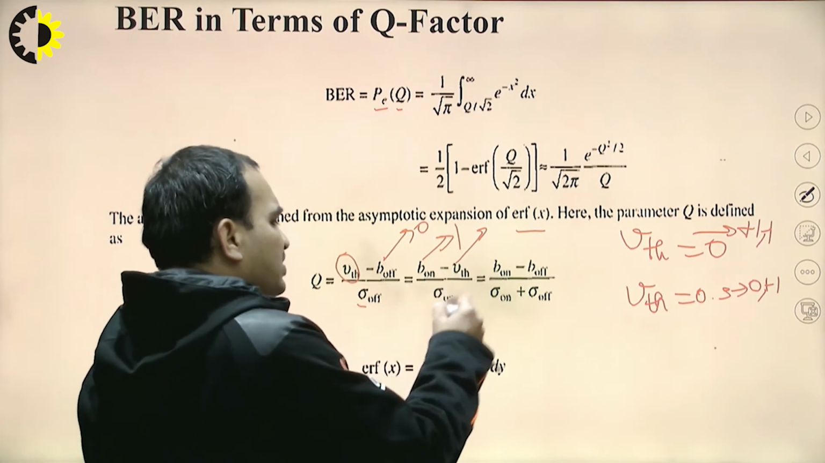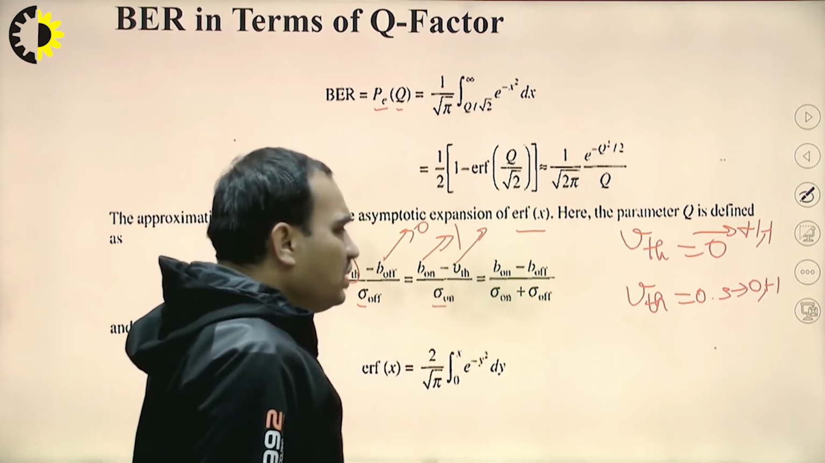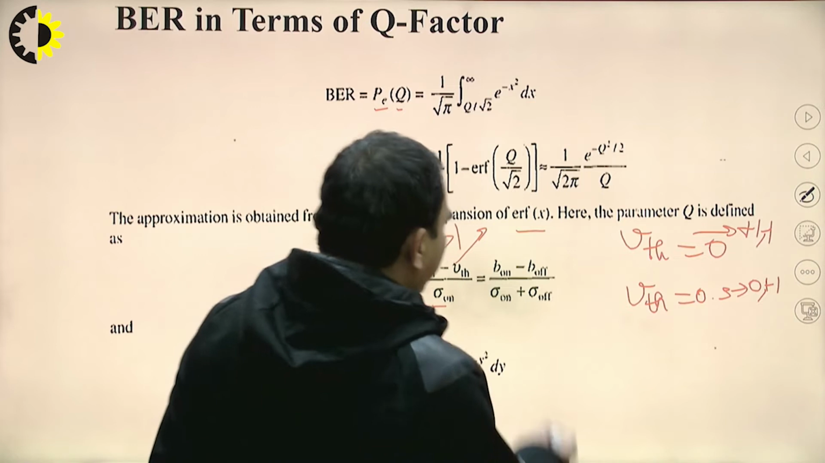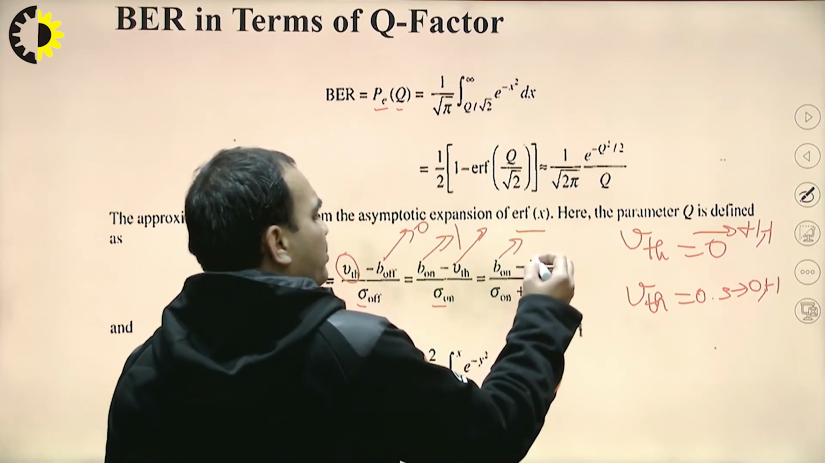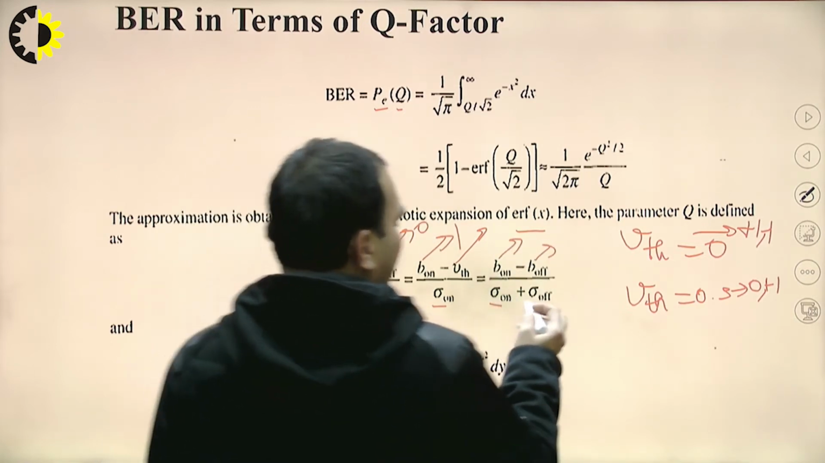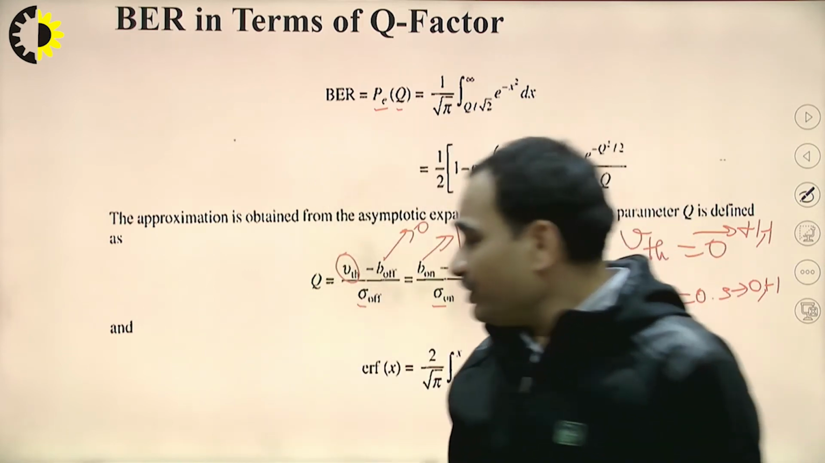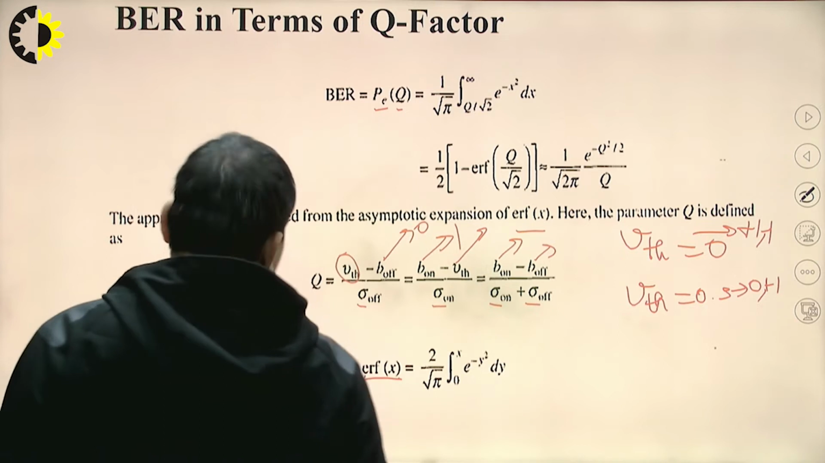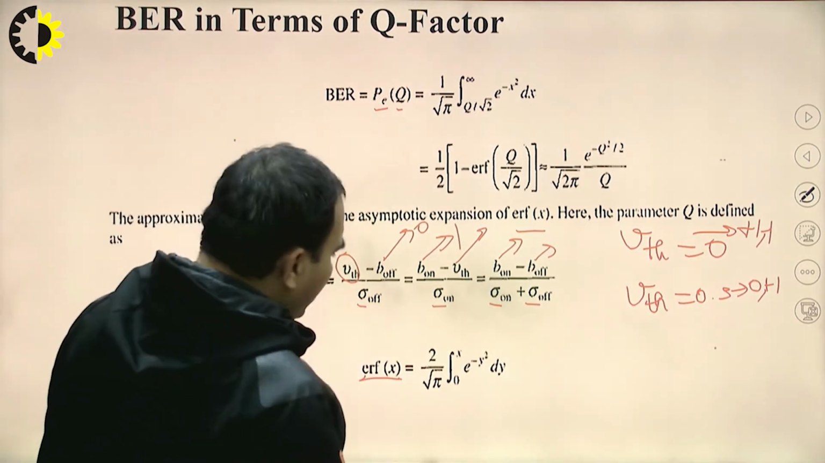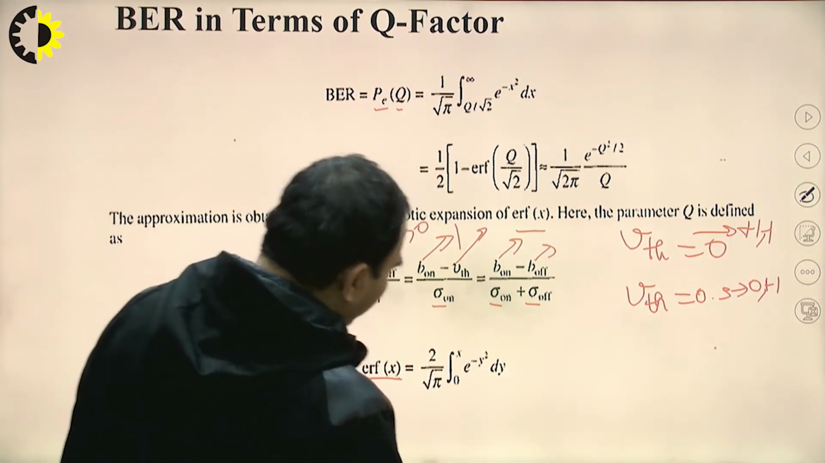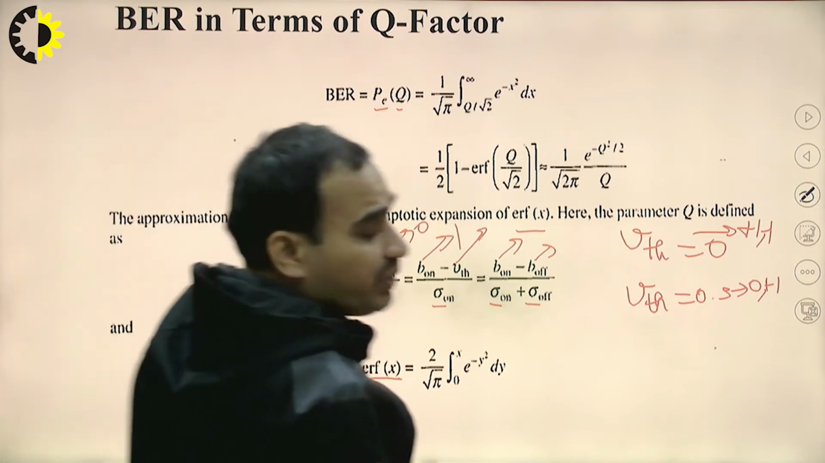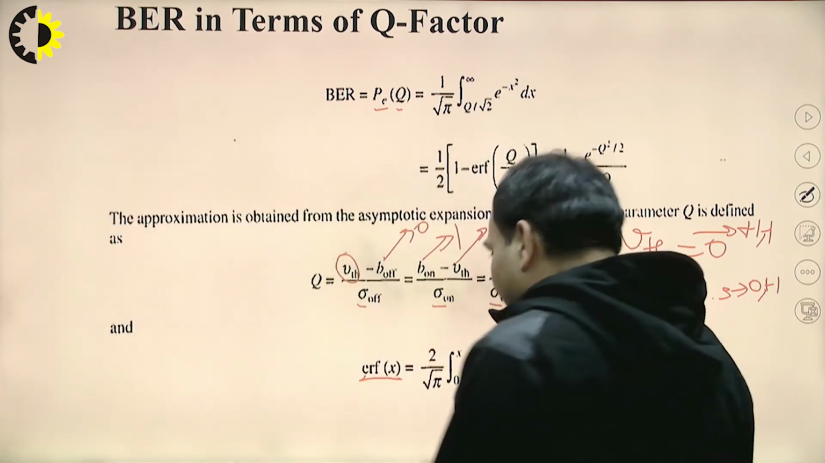So (b_on − V_th) divided by the standard deviation of on, or we can directly write that as bit on minus bit off divided by the standard deviation of on and of off. So we can define the error function, that is ERF of the transmitted bit X, that is given by 2 by under root pi integration from 0 to X e raised to power minus y square dy.